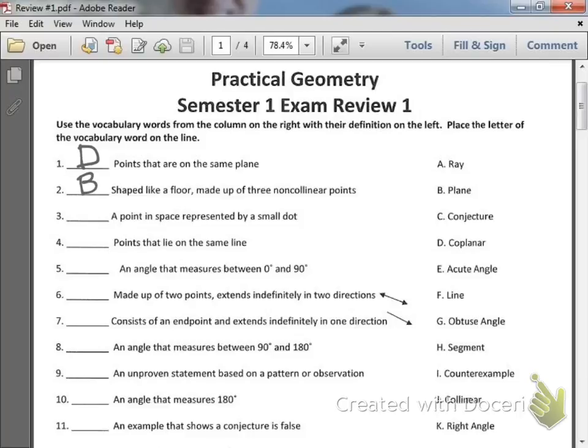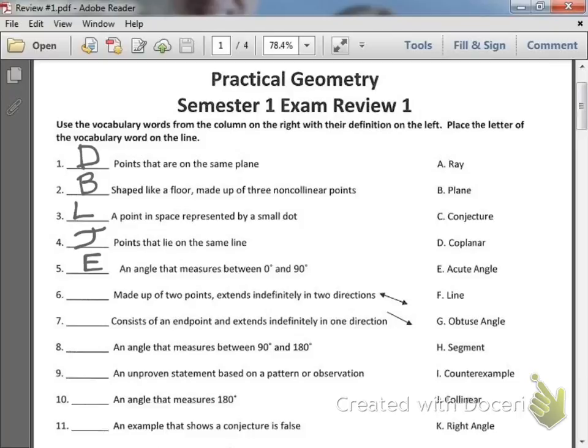A point in space represented by a small dot. Point. Good. Which letter is point? F. L. Okay, I was like, that's line. Okay. Points that lie on the same line. J. Good. Number 5, an angle that measures 0 to 90 degrees. E is acute.